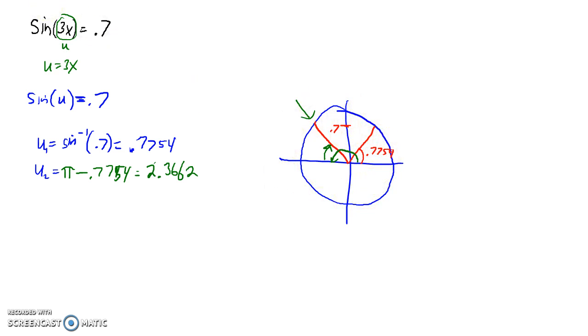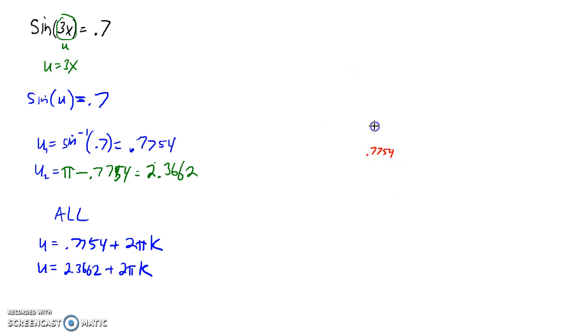In other words, we're going to have to add a full rotation. So if I wanted all solutions here for u, they would be 0.7754 plus any number of full rotations, or 2.3662 plus any number of full rotations. All right, so again, we figured out all solutions for u, but now we need to go back and find what x is.